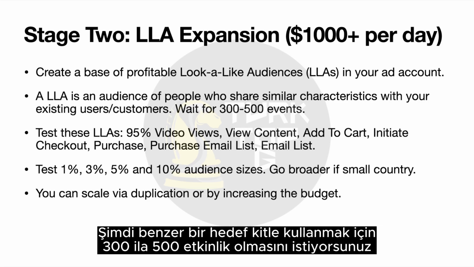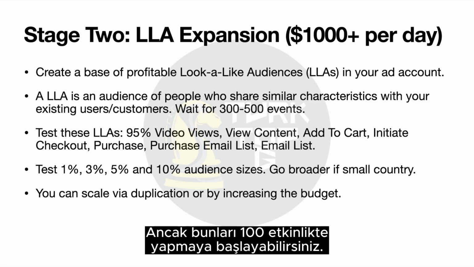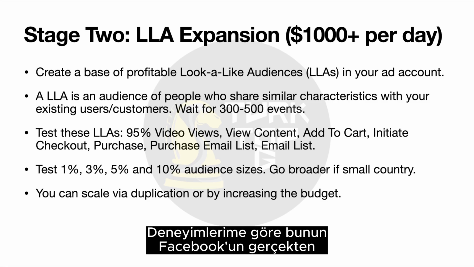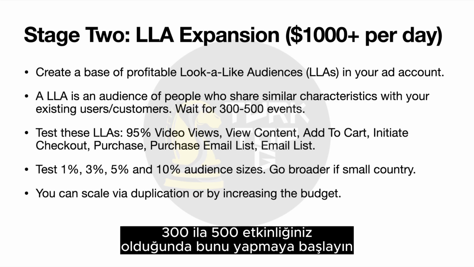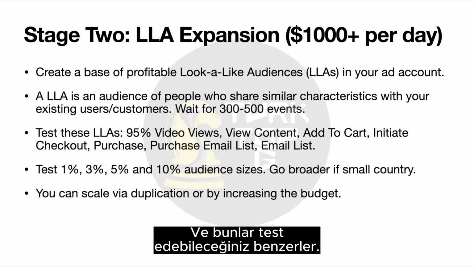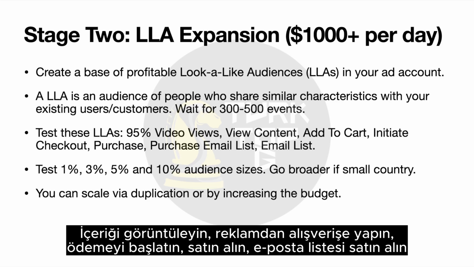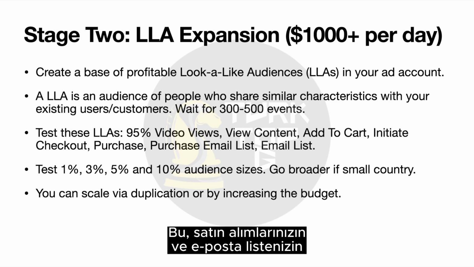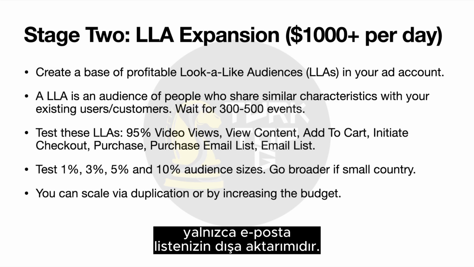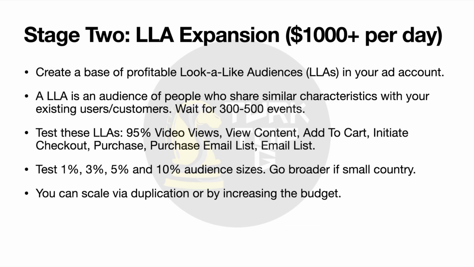Now, to use a lookalike audience, you want to have between 300 to 500 events. You can start doing them at 100 events. However, I found in my experience that there isn't enough data for Facebook to really optimize. So start doing this when you have 300 to 500 events. And these are the lookalikes that you can test: view content, add to cart, initiate checkout, purchase email list, which is an export of your purchases, and your email list, which is just an export of your email list.